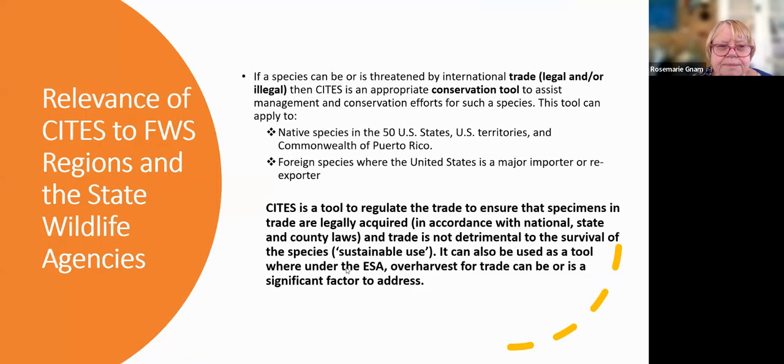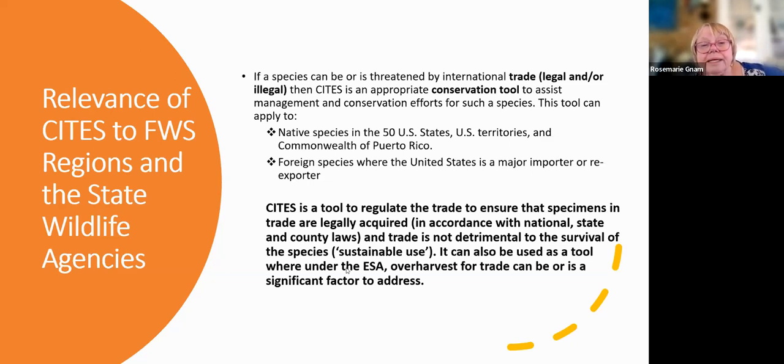Next slide. So why is this all relevant to our regions and other state wildlife agencies? Well, we consider in Fish and Wildlife that if a species is in trade or can be threatened by international trade, then CITES is an appropriate conservation tool to help assist the management and conservation efforts for such a species.